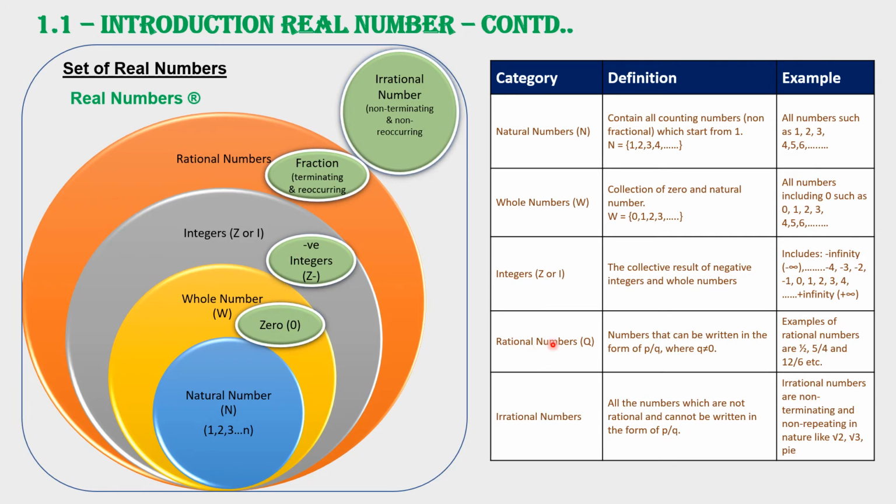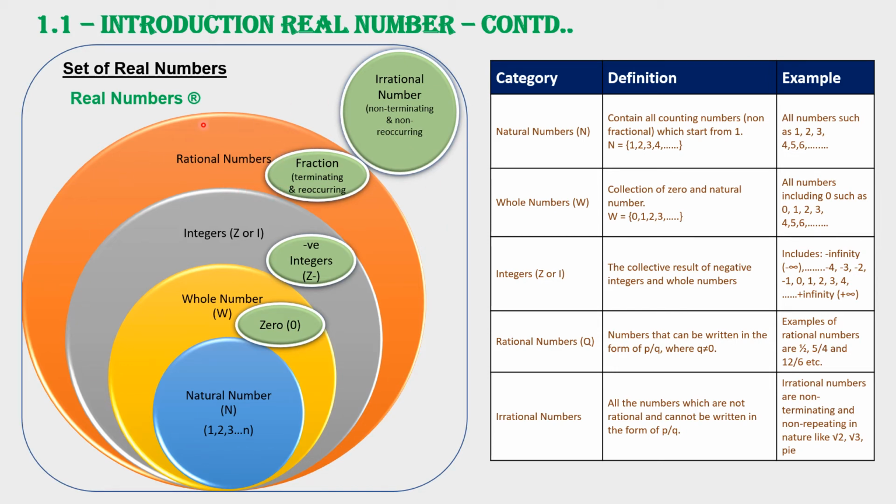Look over here, rational number. A number that can be written in the form of p by q, where q is not equal to 0, is called a rational number. We will solve a few examples also in our upcoming session, where you'll get to know in more detail what exactly the meaning of p by q is, and why a disclaimer is always attached that q is not equal to 0. So here are a few examples: rational numbers can be represented as 1 by 2, 5 by 4, 12 by 6, etc. Okay, so we are till here, rational number.